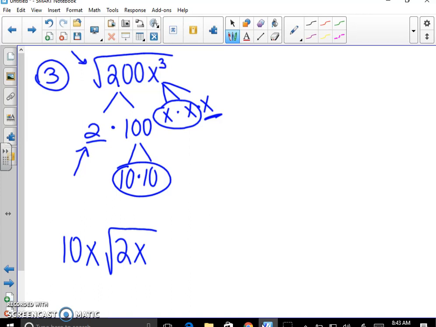2 cannot be broken down any further. X cannot be broken down any further. So that's our final answer right there. 10x square root of 2x.